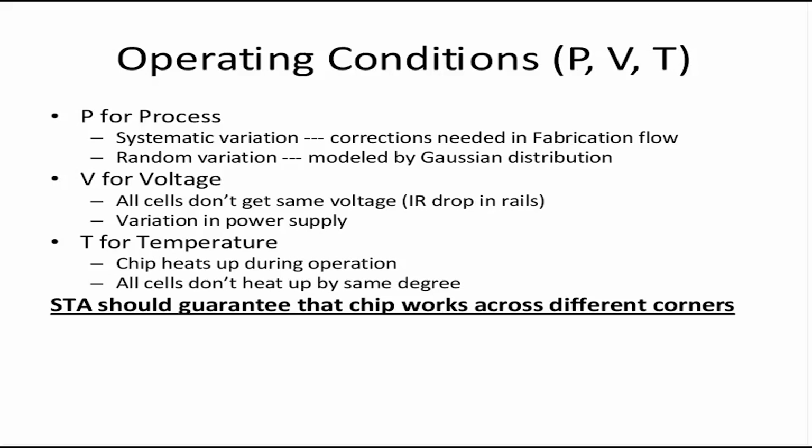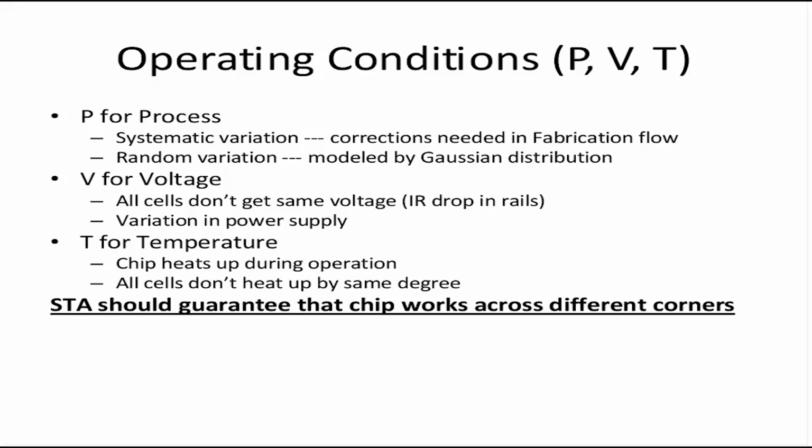Let's talk about voltage. All the cells, all the instances, don't get the same voltage. There is IR drop in the power rails. Even the power supply does not provide a constant voltage. Let's say you are targeting a 1.0 volt power supply. Even the power supply is going to have some variation, maybe 1% or 2%. So all the cells don't get the same voltage.